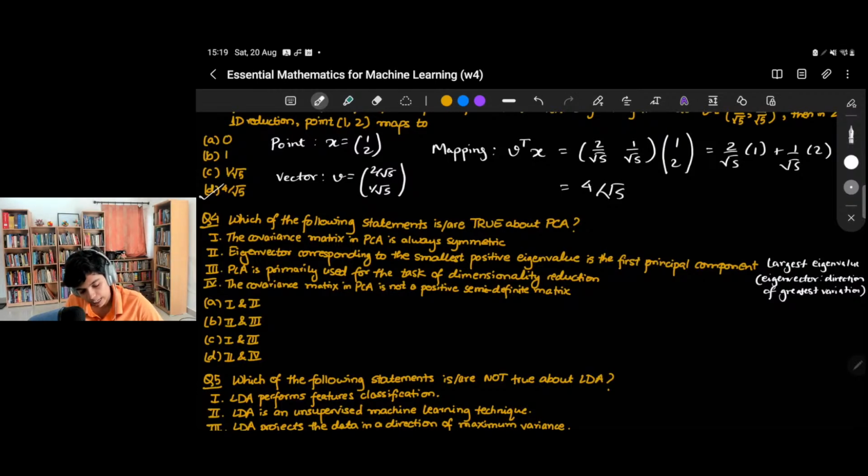So the only true statements are statement 1 and statement 3. PCA is primarily used for the task of dimensionality reduction. This is true. So the correct option is C. Statement 1 and statement 3 are the correct statements.